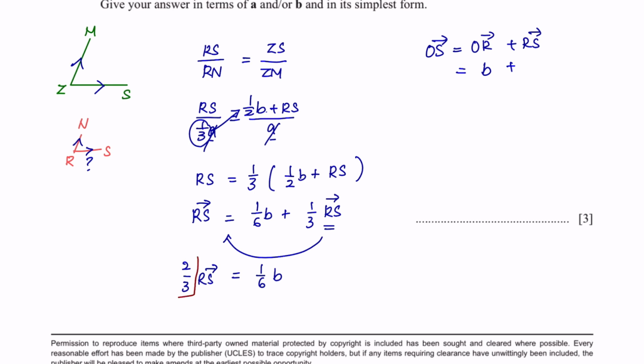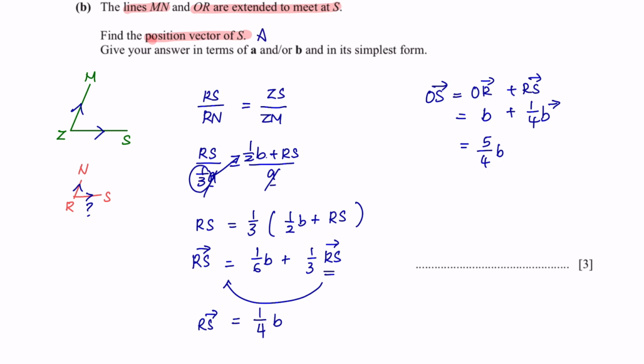And the next thing, we're going to bring 2 over 3 to this side. Since this is a multiplication, bringing 2 over 3 here would be a division. Now you can put 1 over 6B divided by 2 over 3, and that would simplify to 1 over 4B. So R to S is 1 over 4B. Add this up together, we would get 5 over 4B. So the position vector of S, which is O to S, would be 5 over 4B.